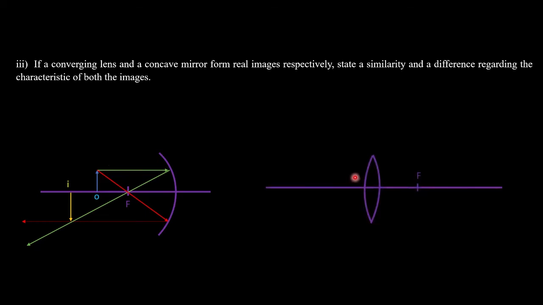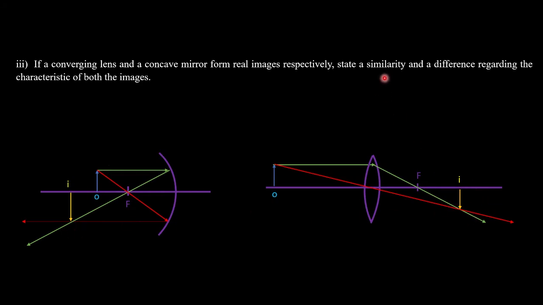For the converging lens, in order to form a real image, we have an object here. A light ray which is parallel to the principal axis passes through the focal point. The second light ray will pass through the center of your lens. So we have an intersection point here. This one is your real image because the refracted rays pass through the image. So both of these will form a real image.